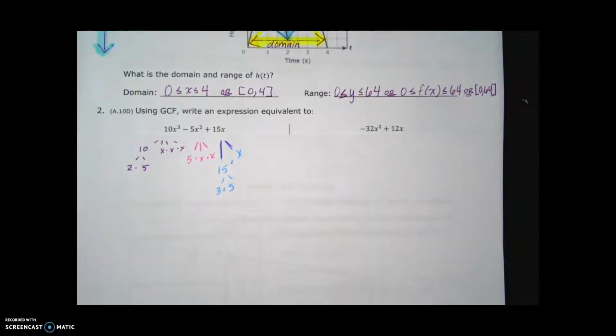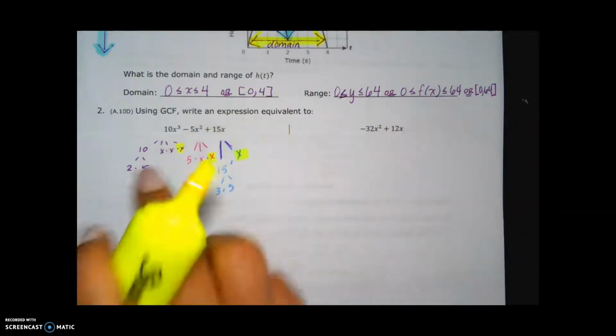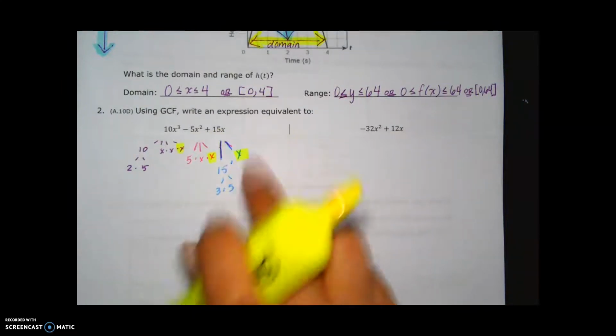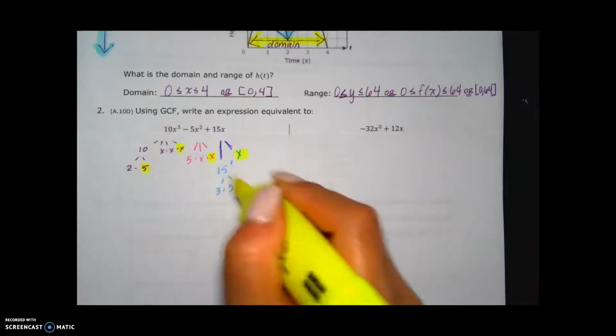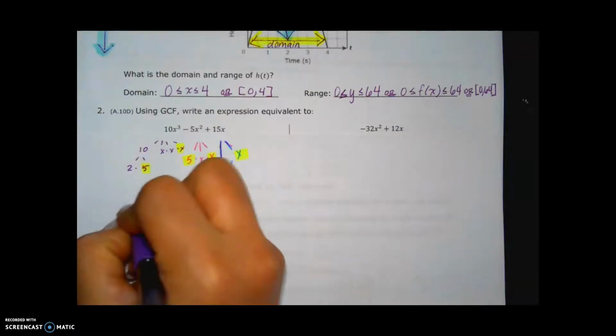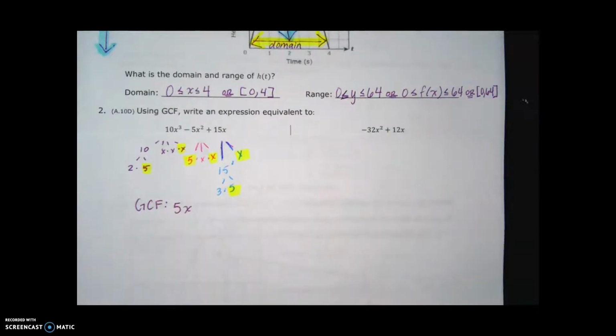And so from here, in that video, what they did is they highlighted all the things that they share in common. I can see that 15x has an x, another x here, and another x here. So they definitely share an x. But I have no more x's over here, so I'm going to look at the numbers now. I have a 5 and a 5. So I know that my greatest common factor, my GCF, is going to be 5x. You can pause it there if you want to write that down.